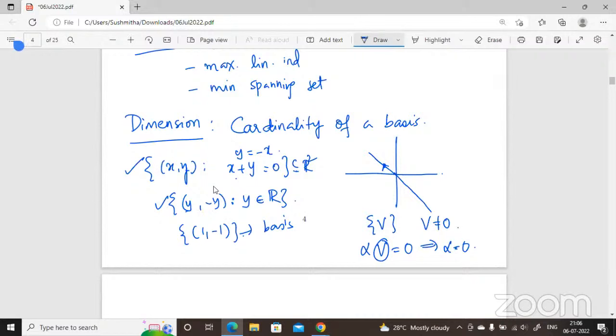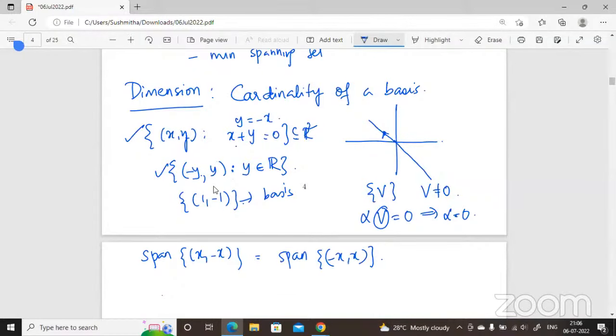Ma'am, we will write minus y comma y, no? Y comma minus y can also be written as minus y comma y, because I'm just multiplying by minus 1, and it's going to give me the same set. Span of x comma minus x is equal to span of minus x comma x. Then the bases 1 comma minus 1 and minus 1 comma 1 are the same.